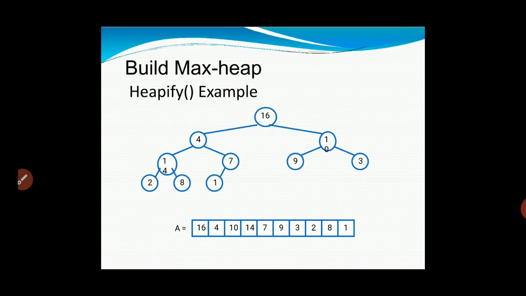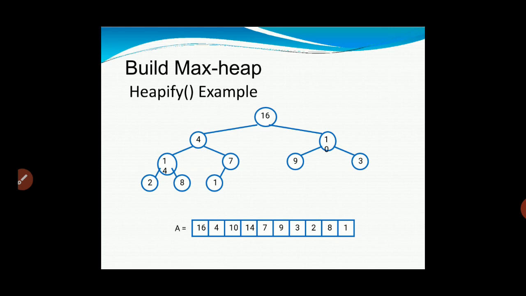Example array value is 16, 4, 10, 14, 7, 9, 3, 2, 8, 1, and we have put them one by one, left to right, filling the nodes. Then 16, 4, 10, and then 14, 7, 9, 3, 2, 8, and 1. This is the filling. And it says you have to construct a max heap.